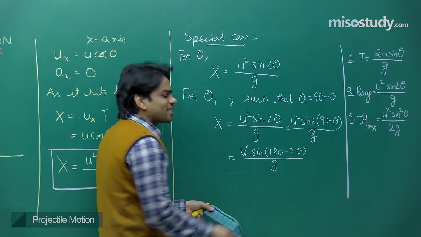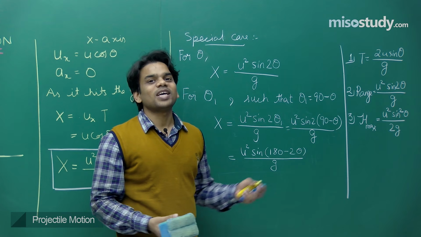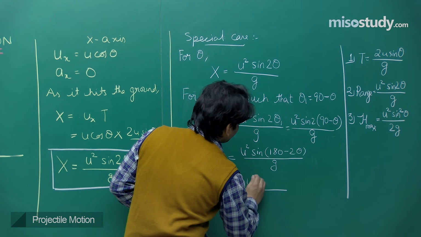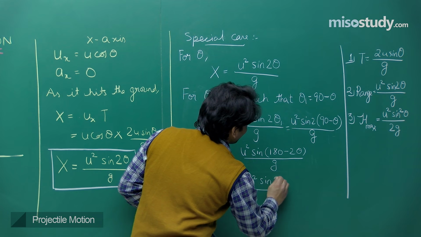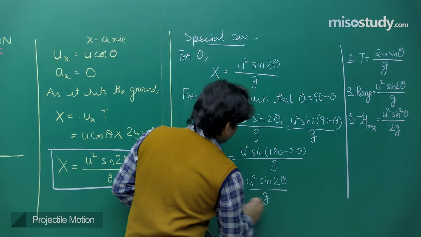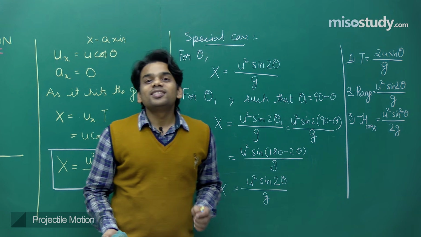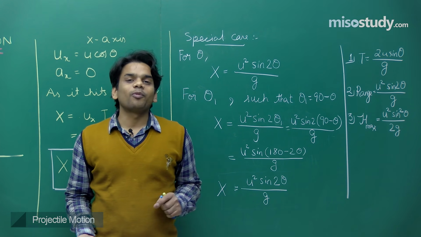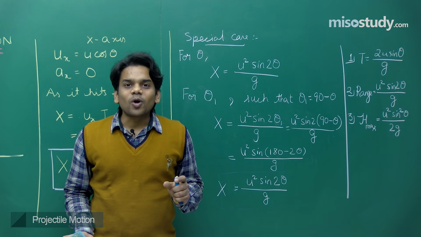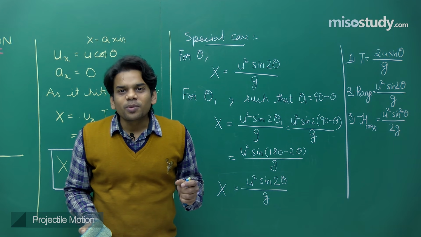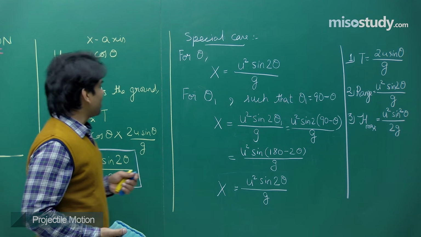Now we know that sin of 180 minus any angle gives you the sine of the same angle. That is, we obtain this as U square sin 2 theta by g. What implications can we make from here? We can say that for two angles of projection, if both the angles are complementary such that their sum equals 90 degrees, the range will be the same in both the cases. That is what we mean to say here.